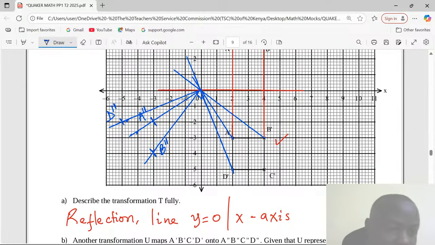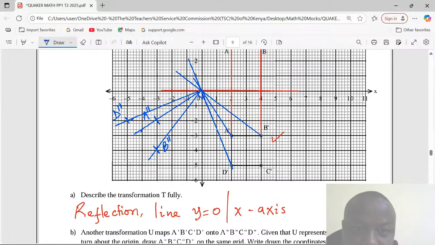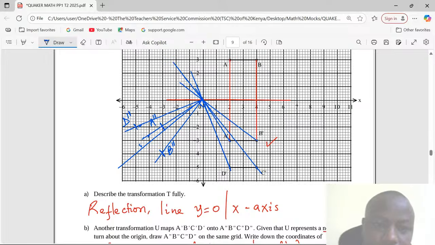Then after that, now I finalize with point C. So I'm going to join C to the center of the rotation. C to the center that way. Then now 90 degrees in the clockwise direction. That way. Then I measure. I mark off an equal distance to C this way. So this is C double prime.